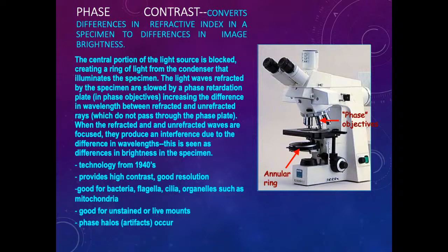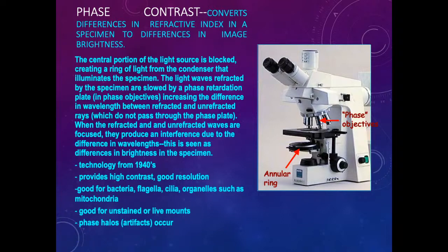Then there is phase contrast microscopy. In phase contrast microscopy, it converts the differences in the refractive index in specimens to differences in image brightness. The central portion of the light source is blocked, creating a ring of light from the condenser that illuminates the specimens. The light waves refracted by the specimens are slowed by the phase retardation plates. This is a technology from the 1940s. It has phase objectives and provides higher contrast, good resolution. This is good for bacteria, flagella, cilia, organelles such as mitochondria. And it is good for unstained or live mounts.